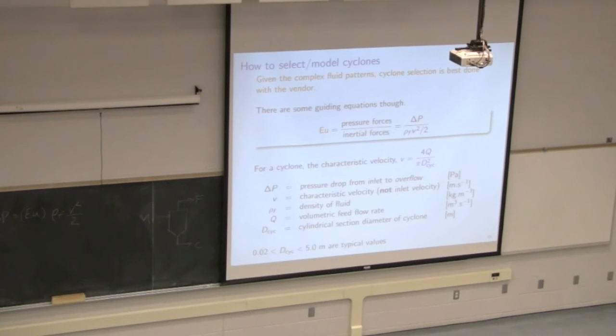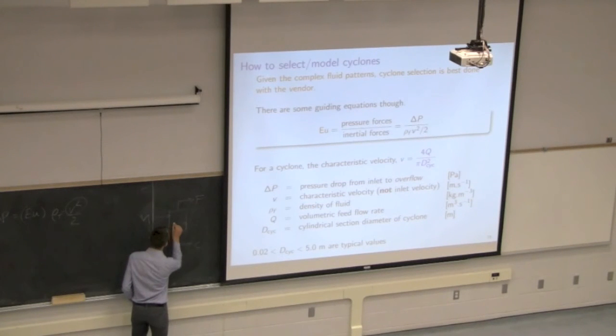So the Euler number is actually a number greater than 1, indicating that we have losses. We don't get to convert all our delta P into velocity. And for cyclones, those numbers are easily in the order of 1,000. There's significant losses. But what this equation does tell us is that delta P is proportional to that velocity squared. Now the velocity that we're interested in the cyclone is not the entry or the exit velocity. It's a characteristic velocity of the internal velocity experienced in the cyclone.